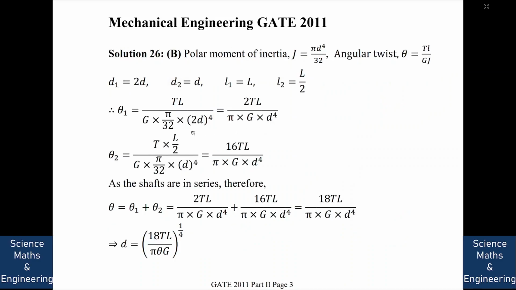Now we know D1 is equal to twice D, D2 is equal to D, as in the figure it is given. L1 is capital L and L2 is L by 2. So theta 1 would be TL divided by G pi by 32, that is the value for J, into 2D to the 4. So this expression comes. Similarly, theta 2 is 16 TL divided by pi G d to the 4. As this shaft is in series, theta is equal to theta 1 plus theta 2. So once we add it, we get 18 TL divided by pi G into d to the 4. So D would be equal to (18 TL divided by pi theta G) to the power 1 by 4. Okay. So we'll go to the next question.